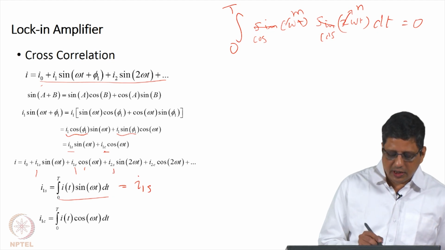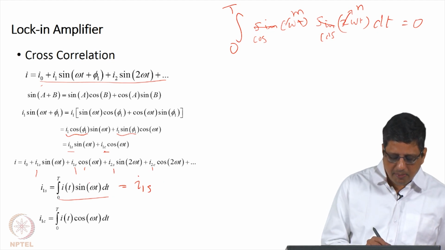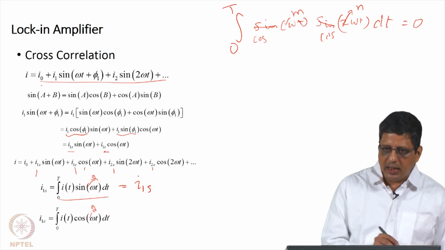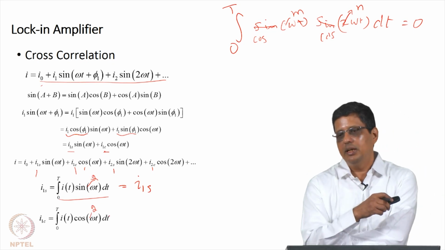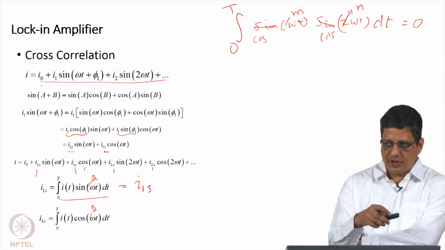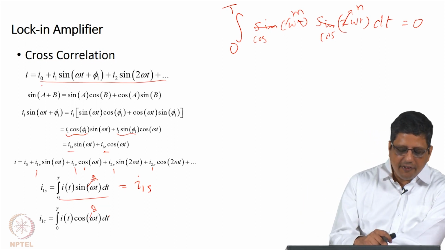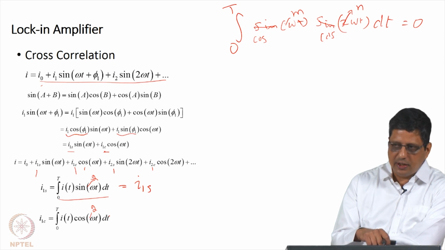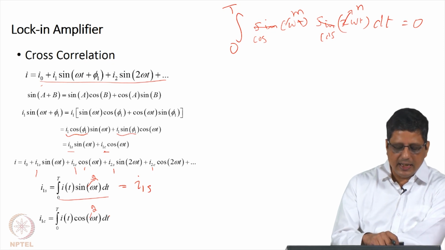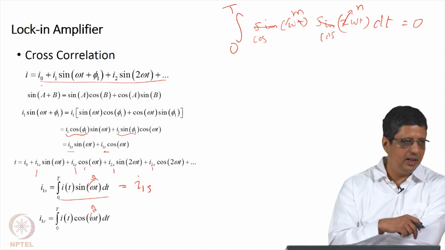I can get the coefficient of 2s and 2c by multiplying by sin 2 omega t and cosine 2 omega t and performing the integral. This method is called correlation, cross correlation. I can get the phase by doing the sine and cosine. I can get I1s and I1c, which means I can back calculate and get phi 1.